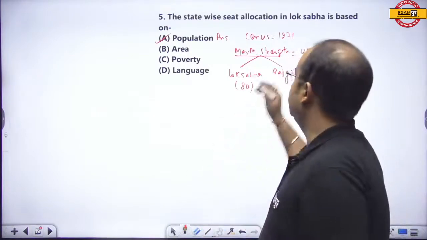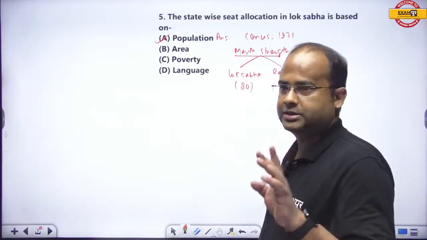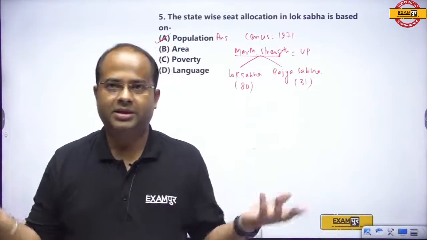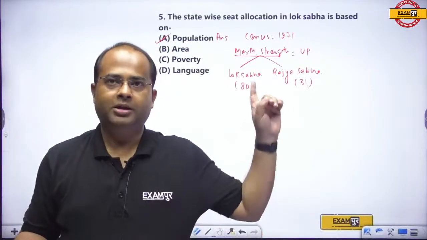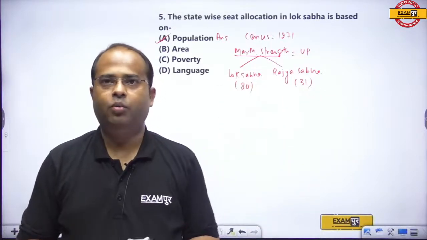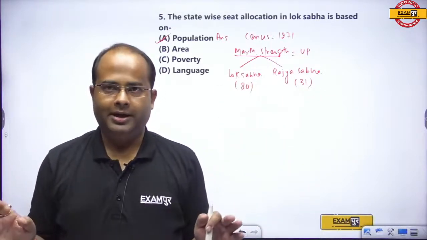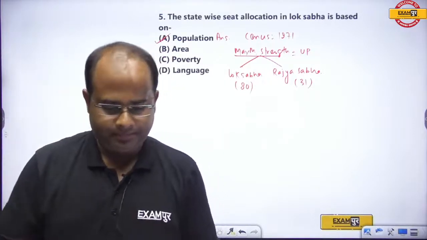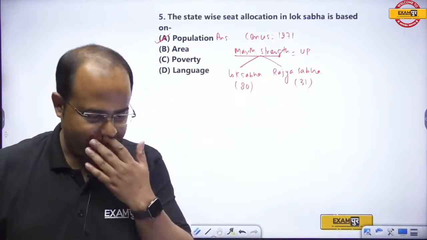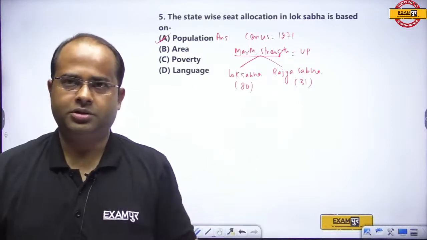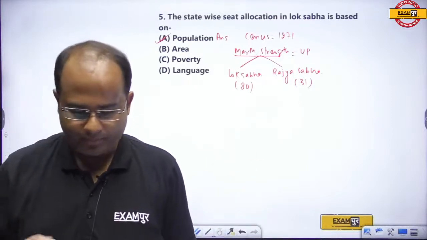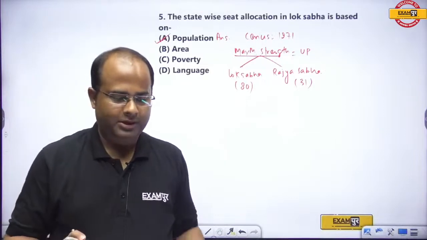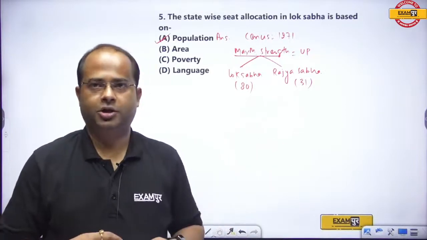Which population? The 1971 census. Is that clear to all of you, that population means which census population we have to take? Then your answer will be the 1971 census population. Clear everyone? Do show me the thumbs up. That is done by the Delimitation Commission, which is constituted from time to time. Then we will move to the next question.